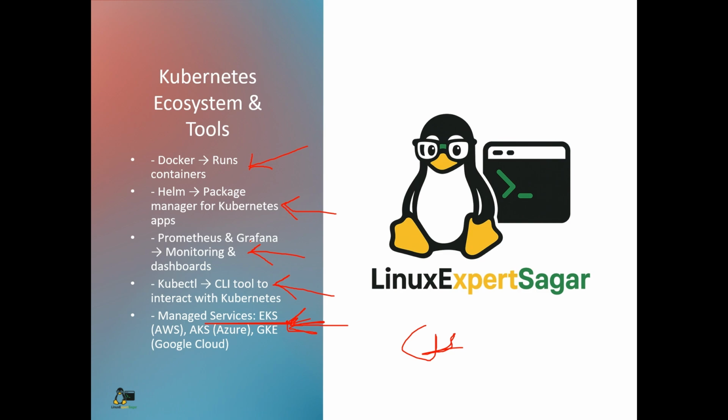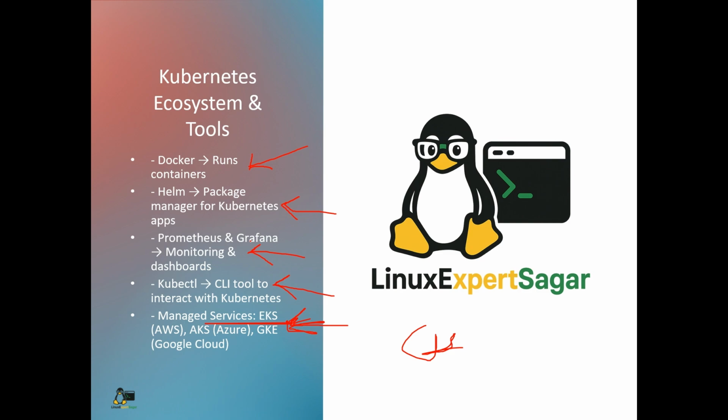Next is Helm. Helm is a package manager for Kubernetes applications, just like we use APT or YUM in Linux to install software packages. Helm helps you install and manage apps inside the Kubernetes environment. Next are Prometheus and Grafana, which are used for monitoring and visualization. Prometheus collects the data, and Grafana shows it beautifully on your dashboards.